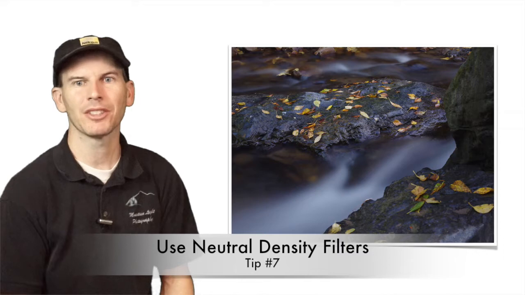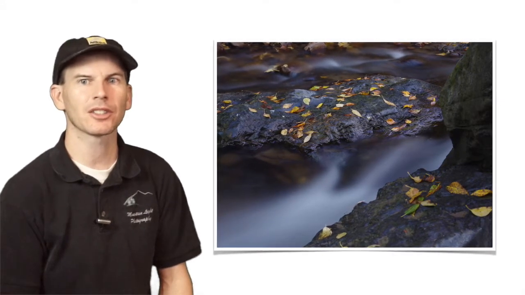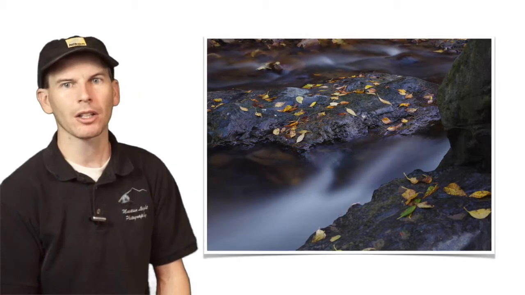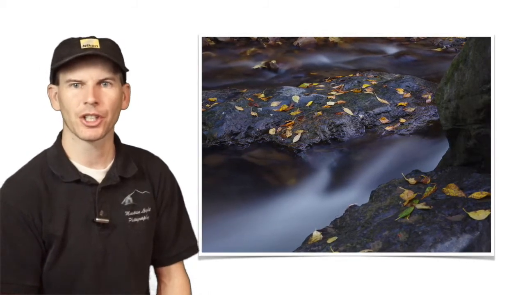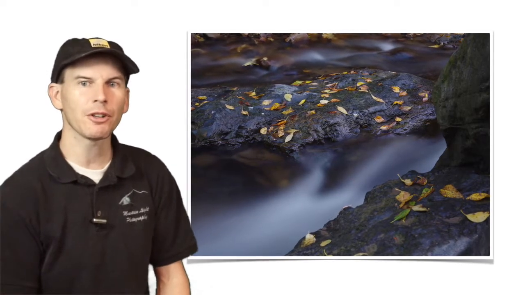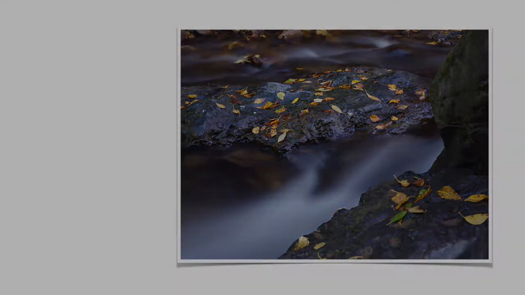My seventh tip is to use neutral density filters with moving water. Using a slow shutter speed with moving water creates a beautiful, blurred, silky water effect, but getting that slow shutter speed can be a challenge. Using a neutral density filter will block light, allowing you to use a slower shutter speed. Variable neutral density filters are great since you can compose and focus with the filter set to its lowest setting, then once you are ready, turn the filter to darken the image.